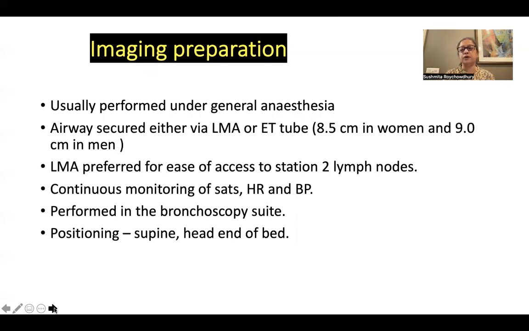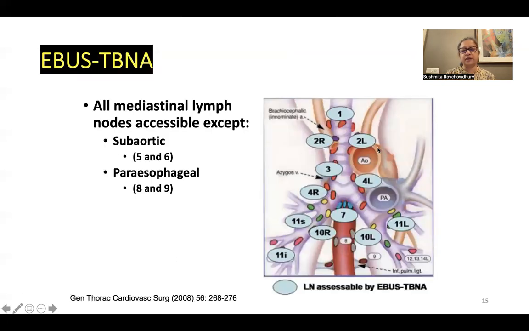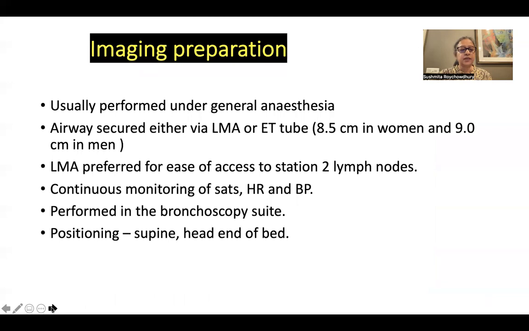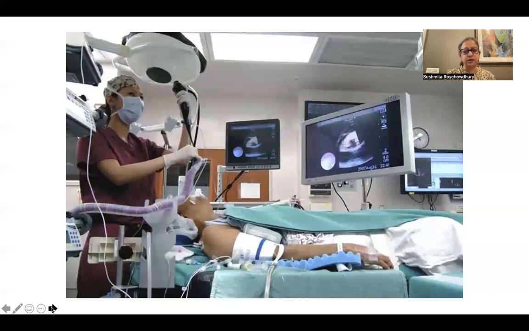Usually people secure the airway either with a laryngeal mask airway or an ET tube, but we now do it just as we do a bronchoscopy, just putting in a mouth guard, and then you can go in and start looking at the stations. Start by examining the upper paratracheal and lower paratracheal lymph nodes, 4R, 4L, the station 7 lymph node, and then 10R, the right hilar lymph nodes, 10L, the left hilar lymph nodes, and 11, the interlobar lymph nodes that you can examine. The patient is kept supine and you do it from the head end of the bed, performed in a bronchoscopy suite. This is how it looks.